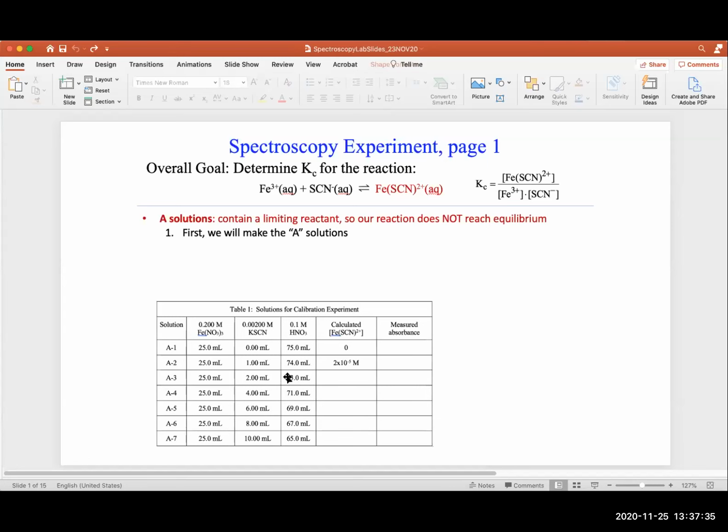Then for the others, all you're doing is changing the volume of the SCN minus, and so you can just change that on your calculator and quickly calculate this molarity.